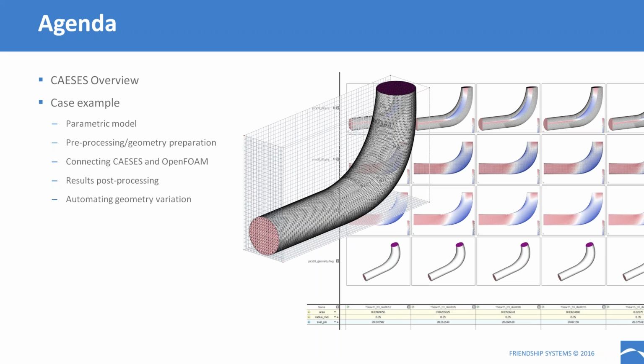And then he will show how to set up and carry out an automated variation of the geometry, starting an OpenFOAM computation for every variant that is created, and show how to assess the results that have been obtained by this design study. And finally, I will take over again with a short summary and some conclusions of the things we have seen.